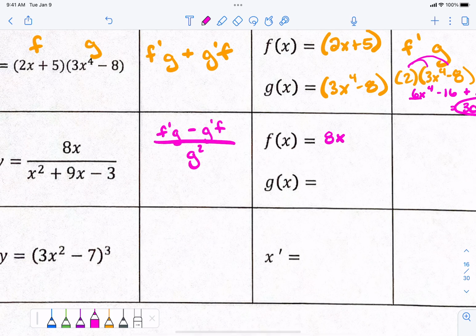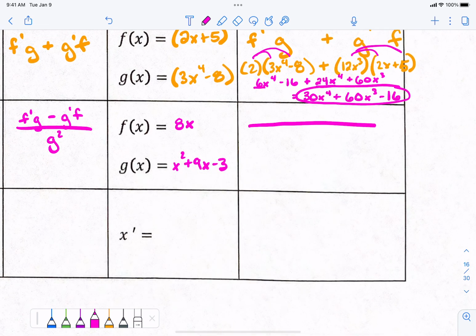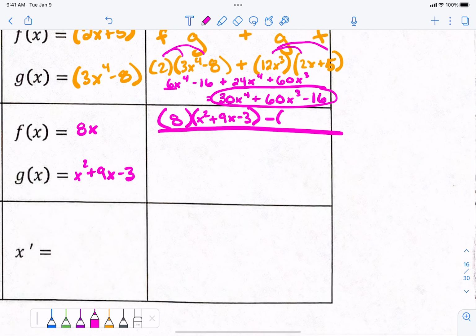So 8x and then this junk. Okay, we're going to leave some of this stuff, okay? We're not going to simplify too much here, but here we go. All right, so F prime is first. He is 8. Okay, G just stays. X squared plus 9x minus 3 minus G prime, 2x plus 9 times 8x all over that big junk thing. X squared plus 9x minus 3 squared.